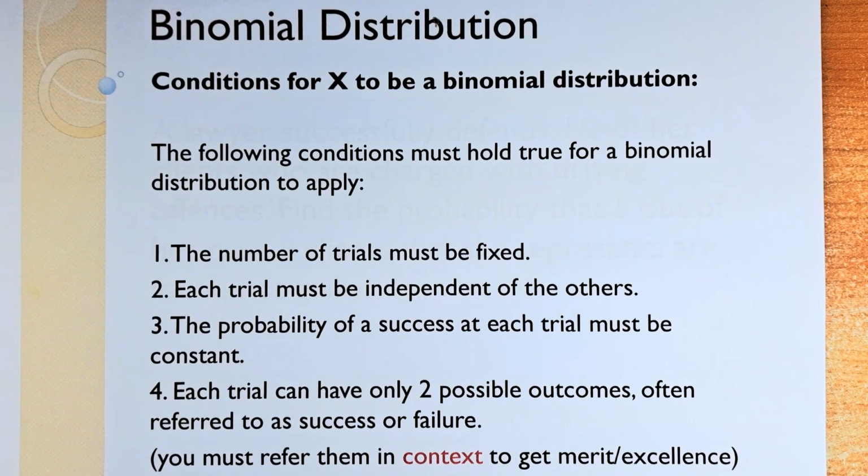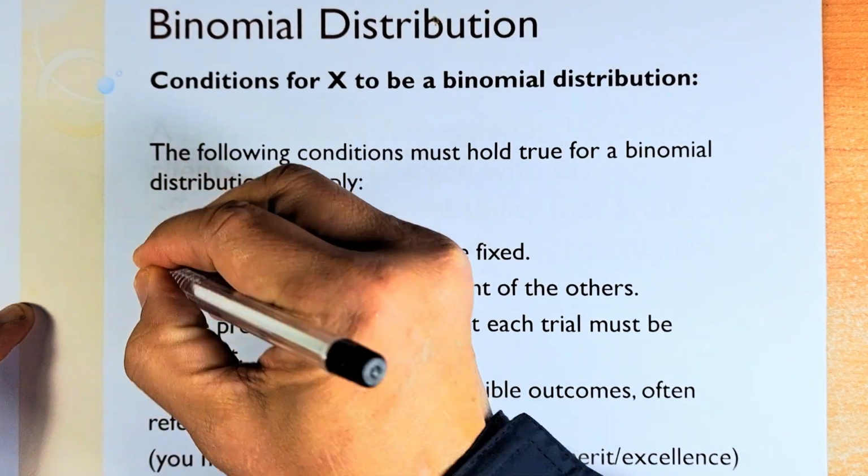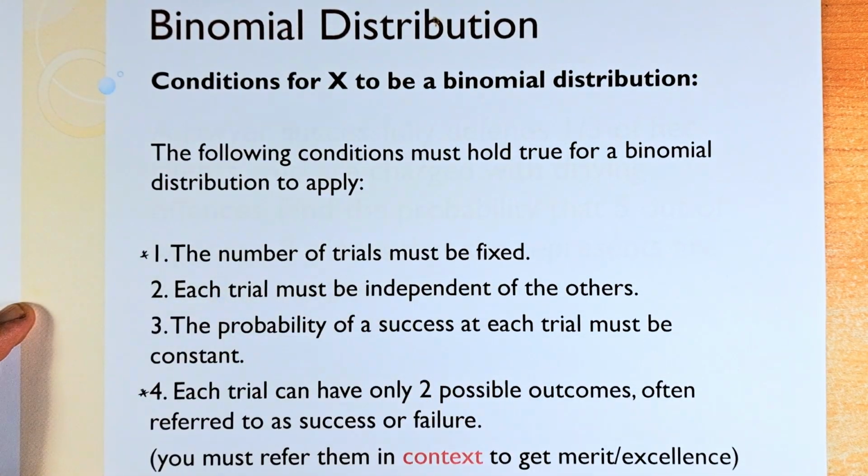This is very subtly different from the Poisson distribution, based on factor number 1 and number 4. First, it must have a fixed number of trials. For example, you have 6 out of 10 or 20 out of 100. That is called a fixed number of trials. They must have a number of trials stated there.